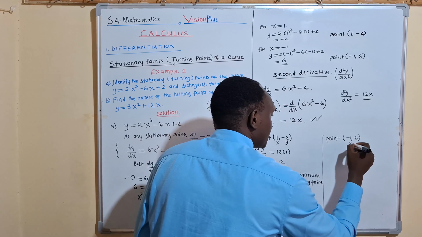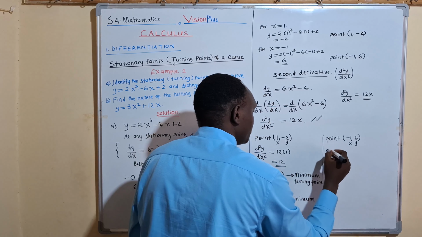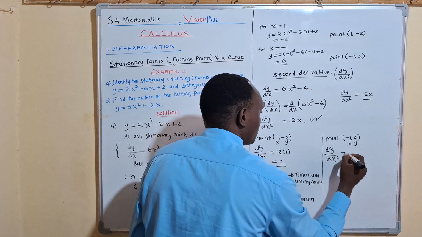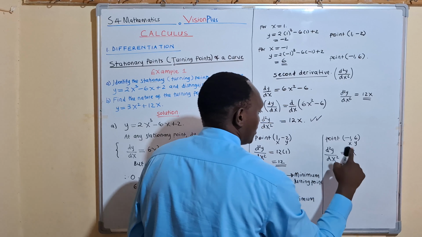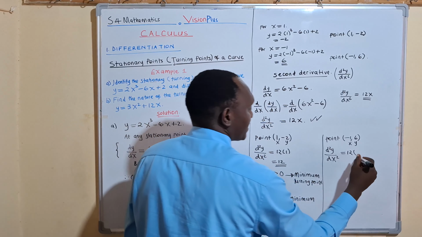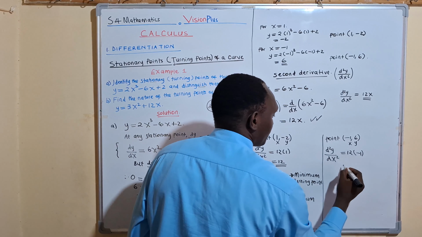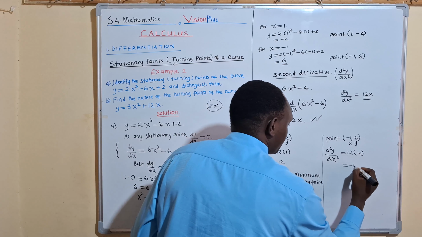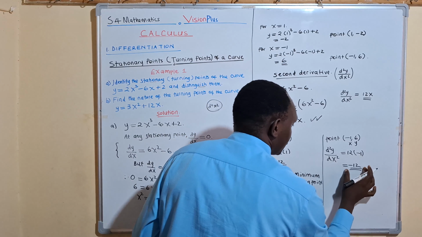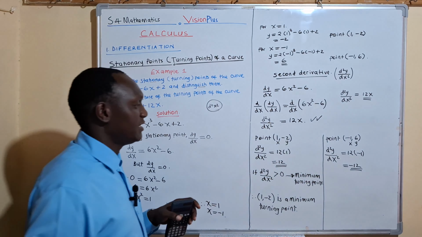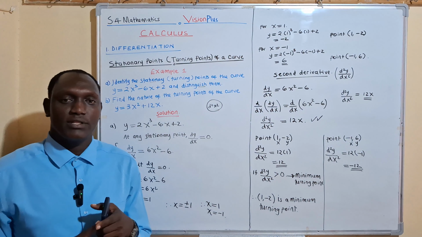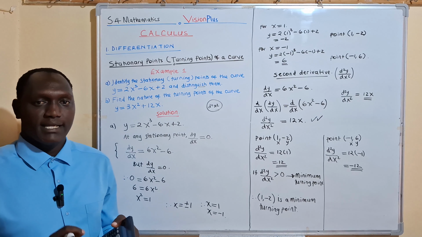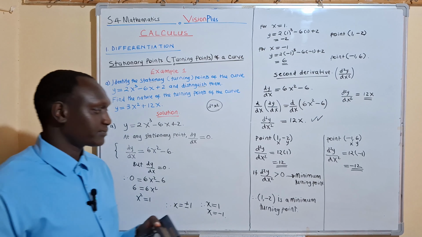So this is my x, this is my y. d²y/dx² equals 12x. What is my x in this case? My x is −1. Therefore, 12 times −1 is −12. Now, let us judge. Is −12 more than 0, equal to 0, or less than 0? −12 is less than 0.